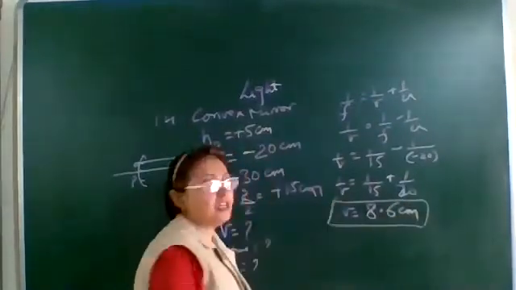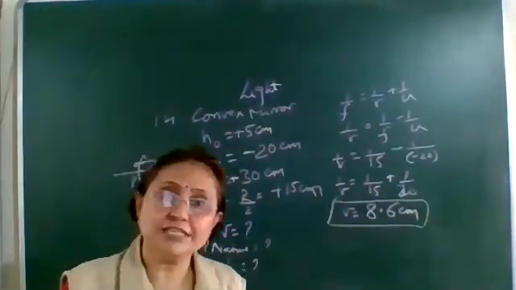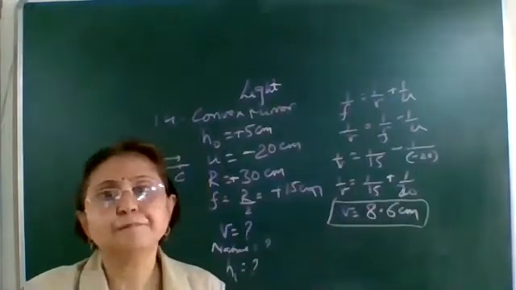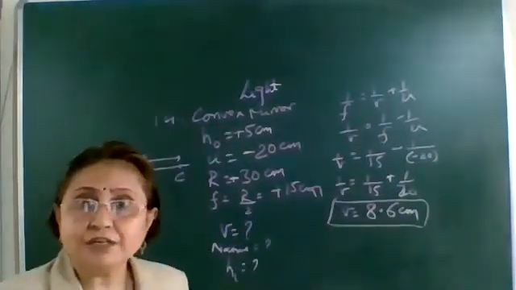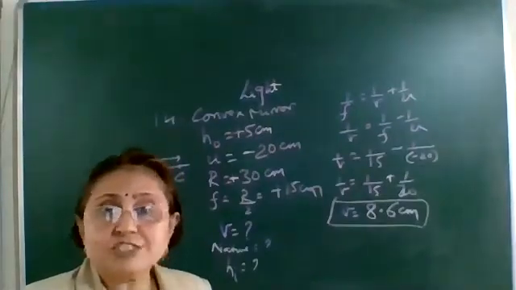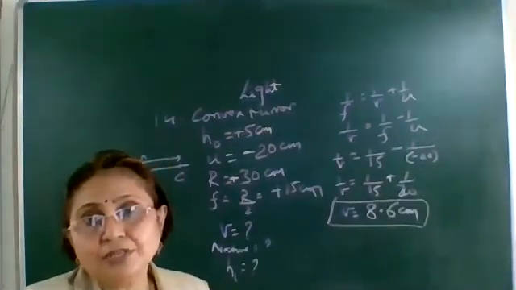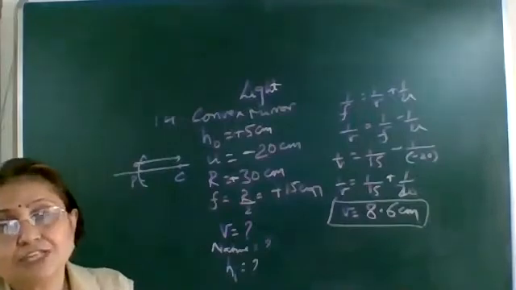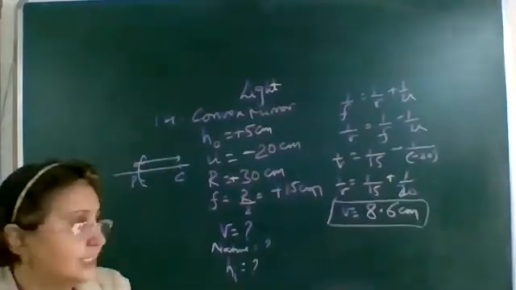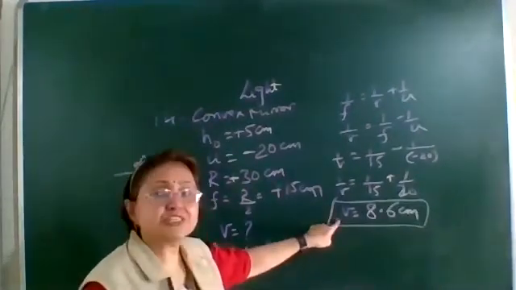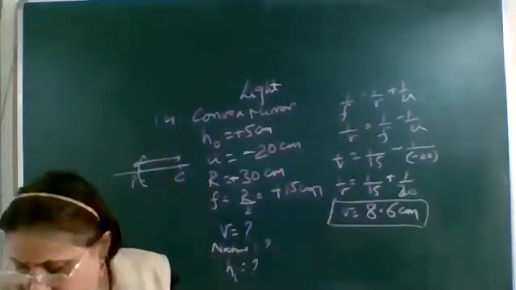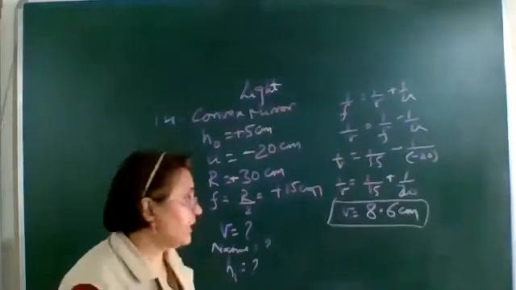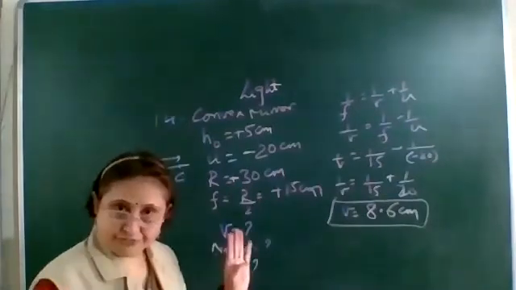So the image is formed 8.6 centimeters where? Behind the mirror. Why? Because it is a convex mirror. A convex mirror always forms virtual and erect image, and virtual and erect images are always formed behind the mirror. So the image distance is 8.6 centimeters behind the mirror. Also you have to find out the nature and the height of the image.